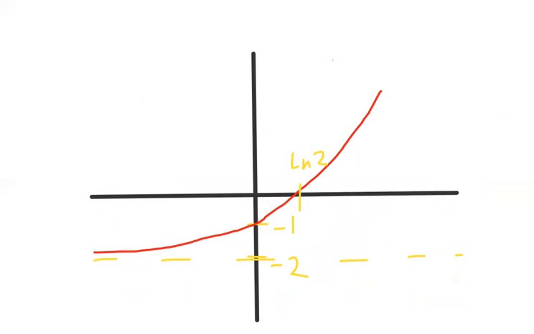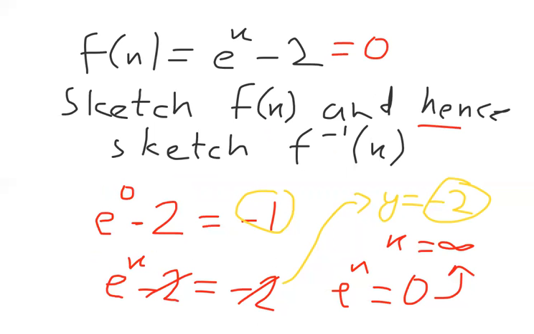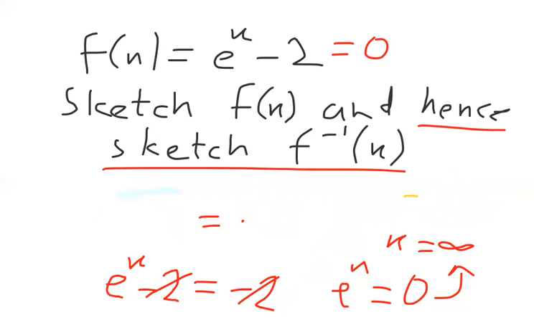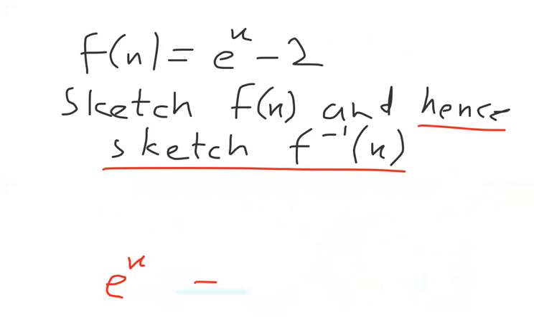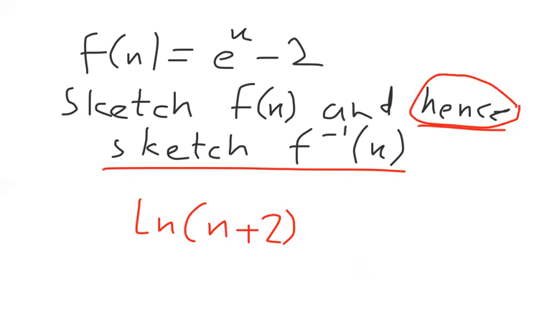Now, the next part of the question said that we have to hence sketch f inverse x. Now, one way of doing this could be that you find the inverse of f(x). That would be ln of x plus 2, and then you could sketch the graph of that. Or because over here it said hence, that means that we have to use the first part to solve the second part. So we could directly find the inverse of this graph.